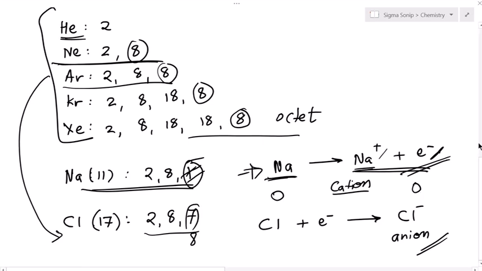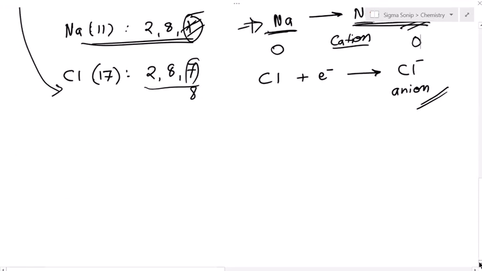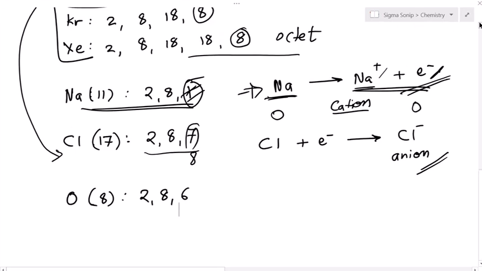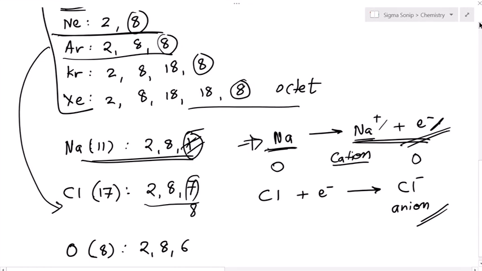Let's take one more element before we go any further. Let's take the case of oxygen. Oxygen has an atomic number of 8, and its electron configuration is 2, 8, 6. When we compare oxygen's electron configuration with the noble gases, we see that it is quite similar to argon. Argon has 2, 8, 8; oxygen has 2, 8, 6.